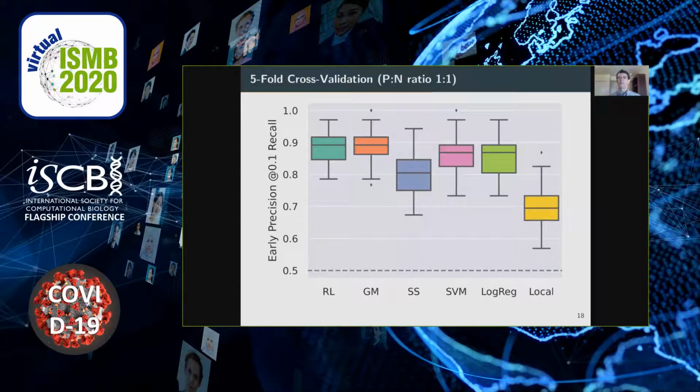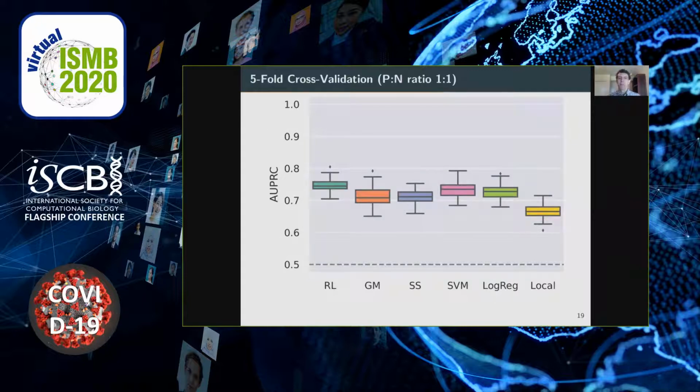Now for the cross-validation results. Here are the distributions of early precision values across the 100 repetitions, with the dotted line showing the precision of a random predictor. We observed that RL and GeneMANIA were pretty much indistinguishable and achieved the highest median precision, close to 0.9, with the others not far behind it. And the fact that the baseline method, local, does not do as well also helps confirm the benefits of propagation.